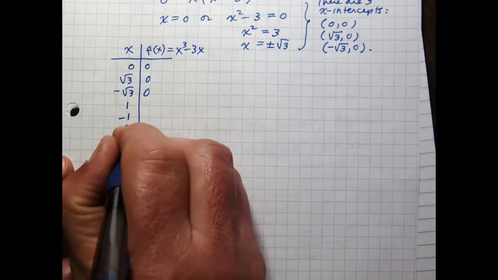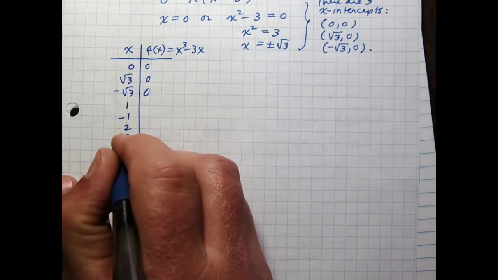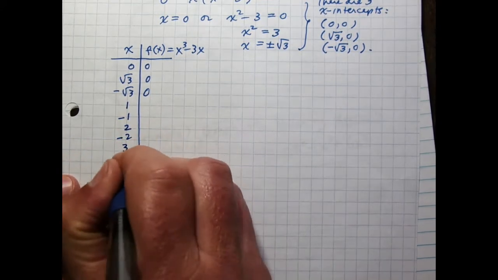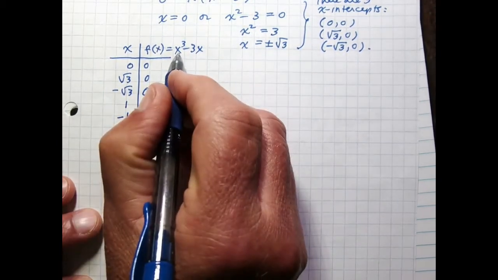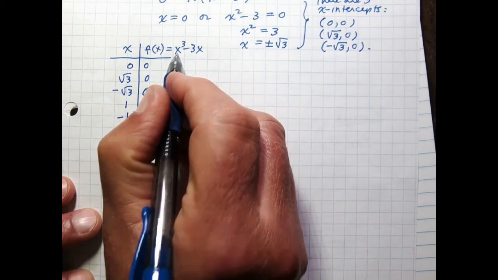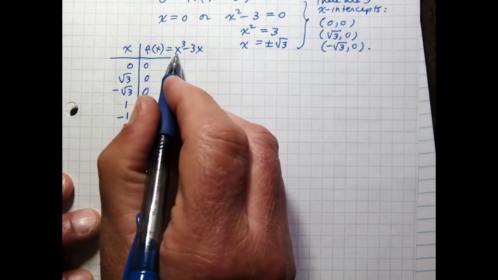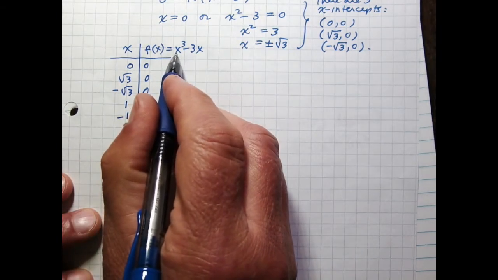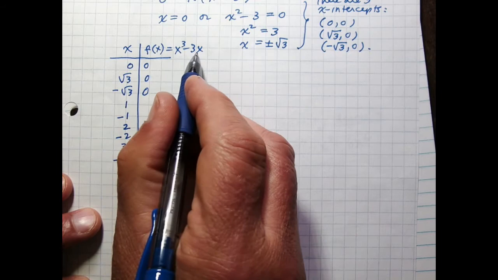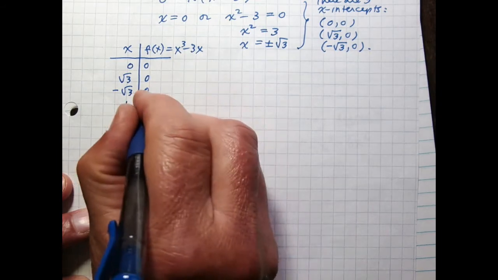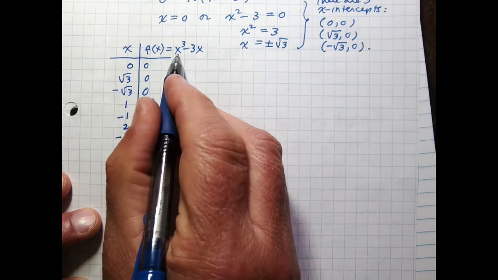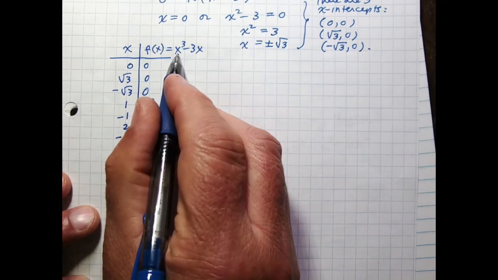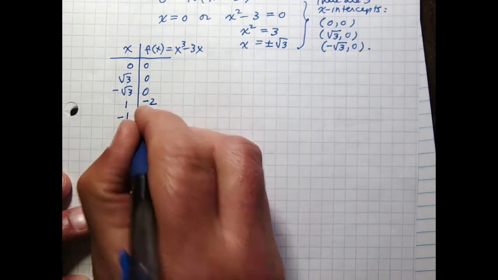I'm just going to plot a few more points, and I'm going to get them by plugging into the expression for the function. I'm going to try to do f of 1 in my head. F of 1 is going to be 1 cubed minus 3 times 1. 1 minus 3 is negative 2. If I plug in negative 1, I'm going to get negative 1 plus 3, or positive 2.